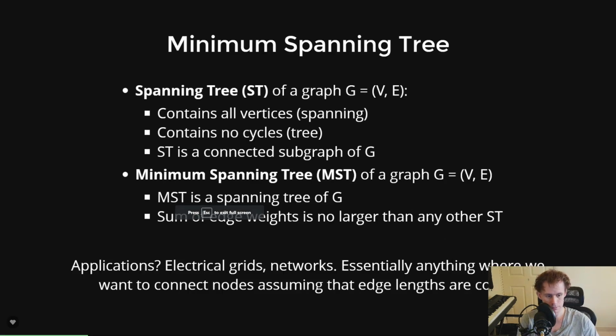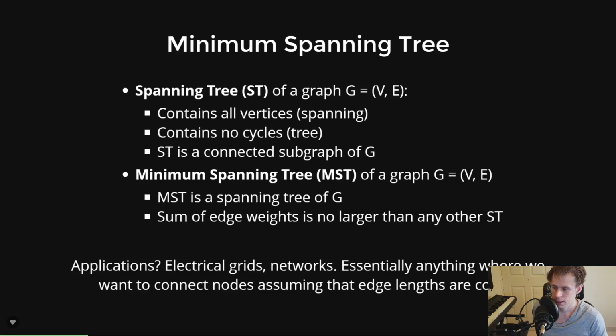Firstly, just some general definitions to get your head around stuff. When we refer to a spanning tree of a graph, it's a tree that's a subset of a graph that connects all vertices and contains no cycles. If it didn't connect all the vertices, it wouldn't be spanning. If it contained cycles, it would not be a tree, sorry.